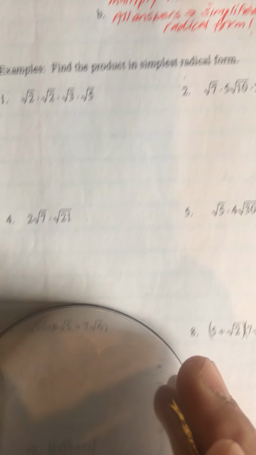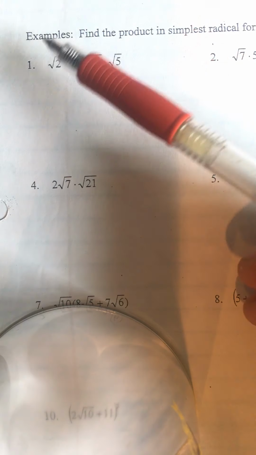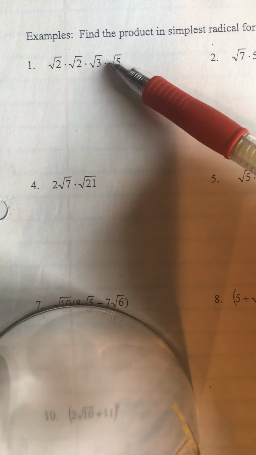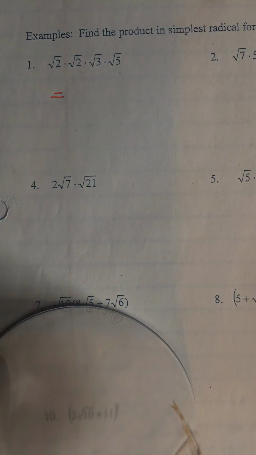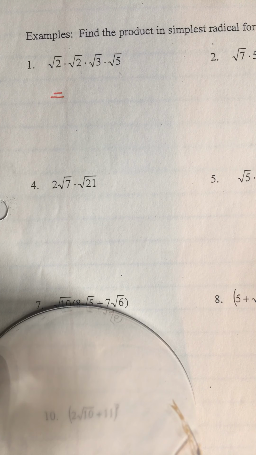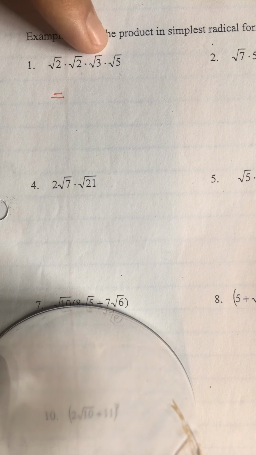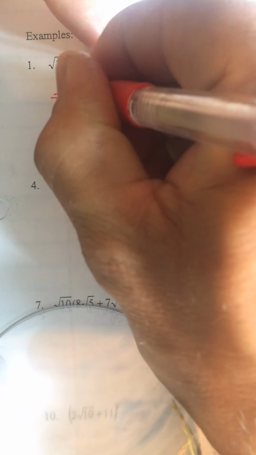So we notice here, for number one, we have root 2 times root 2 times root 3 times root 5. Well, the coefficient in front of all these is the same. It's 1. So 1 times 1 times 1 times 1 would be 1, so we're not going to write that, just like we wouldn't if it was in front of a variable. But root 2 times root 2 is actually root 4. Root 4 times root 3 is root 12, and root 12 times root 5 is root 60.